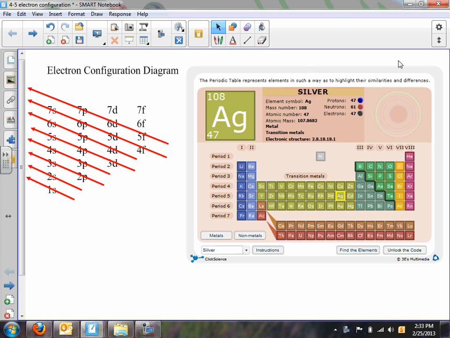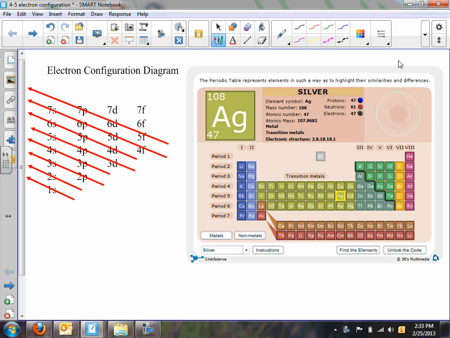To figure out electron configurations, we need to remember the three rules. The first rule is the Aufbau principle, which says we're going to add electrons one at a time to the lowest energy orbitals available. If you can draw this little chart on the left here, that will give you what the lowest energy orbitals are.